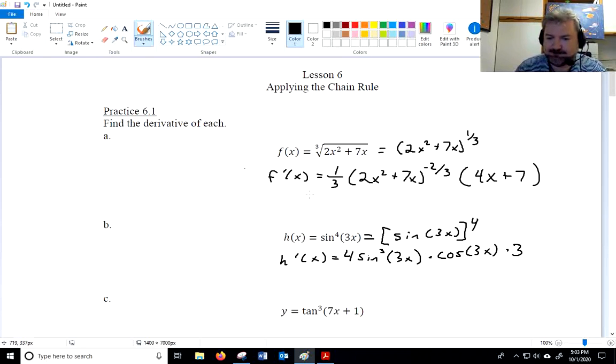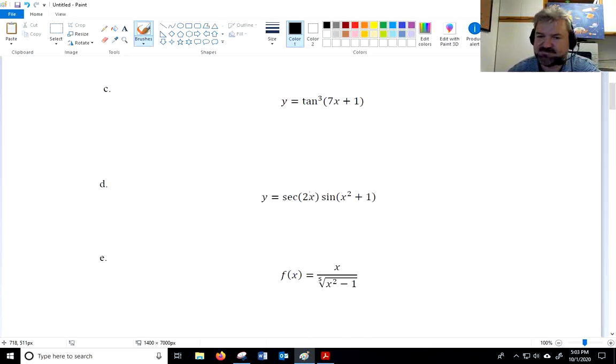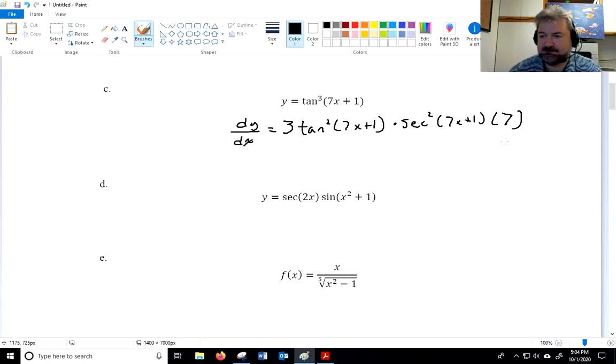All right. Let's do the next one now. So dy dx. This is tangent cubed, so I'm not going to rewrite it, but hopefully you agree that it's 3 tangent squared of 7x plus 1. Now we multiply it by the derivative of the inside. The inside was tangent u, which is secant squared u prime. All right, let's do the next one.